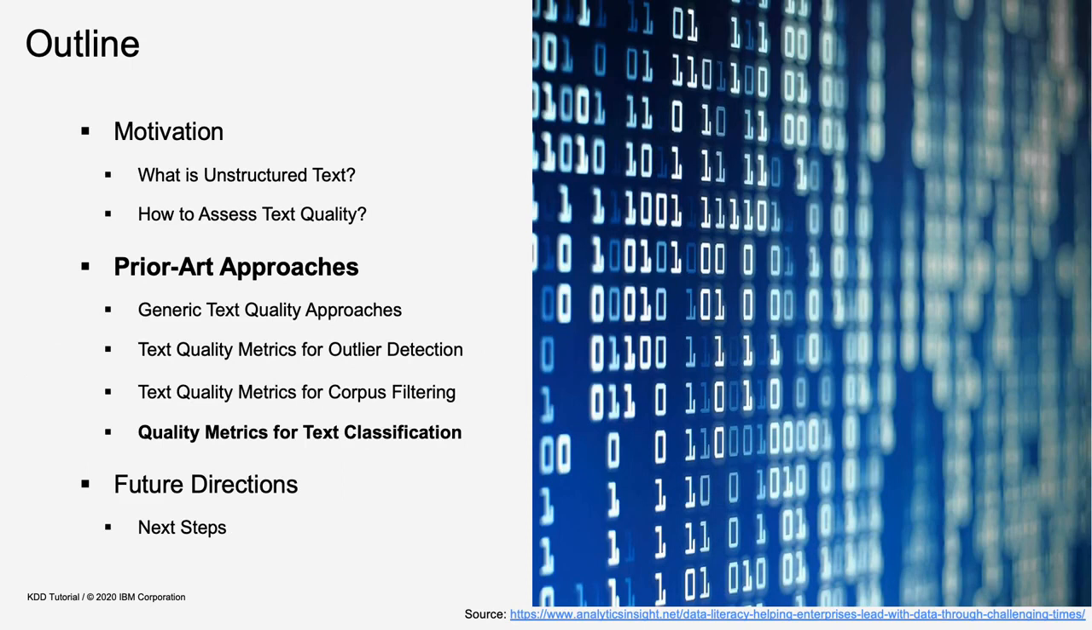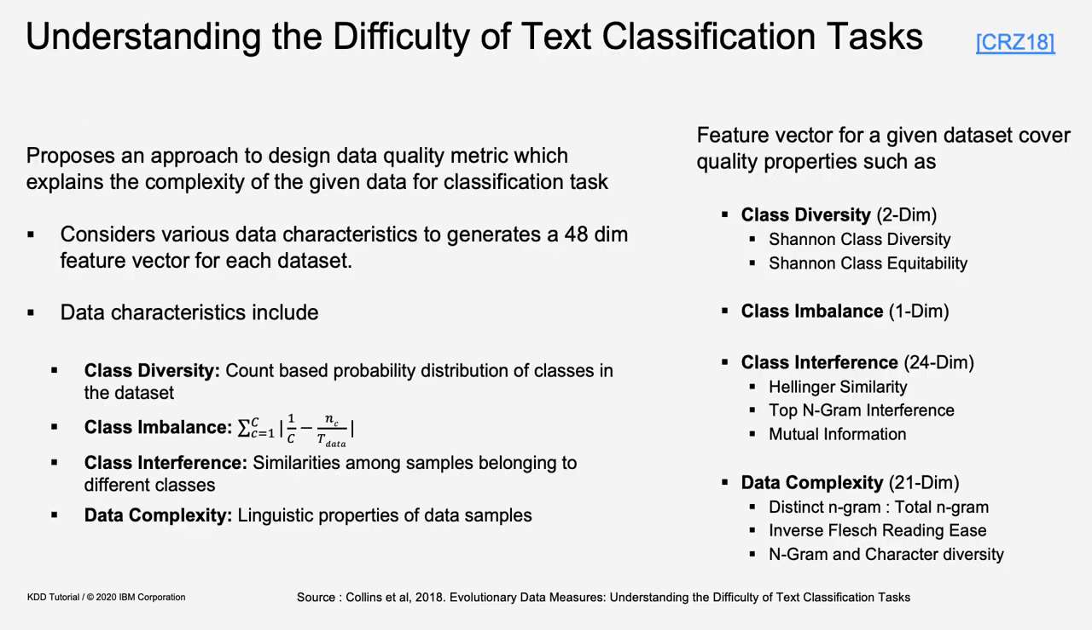Now that we have seen various quality metrics for quantifying quality of given text data, how do we know what is the right combination of metrics to understand the complexity of a dataset for a classification task? The next paper attempts to solve this exact problem. The paper is titled Understanding the Difficulty of Text Classification Tasks by Collins et al. This paper proposes an approach to design data quality metrics which explains the complexity of the given dataset for classification tasks by considering various properties of the dataset such as class diversity, class imbalance, class interference, and data complexity.